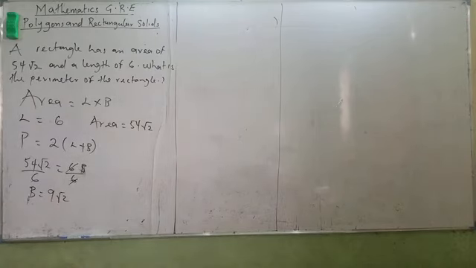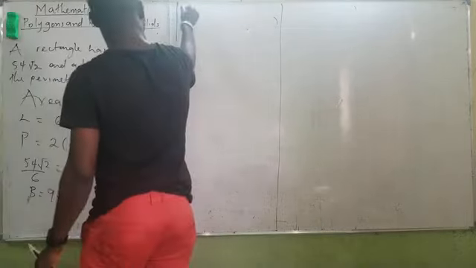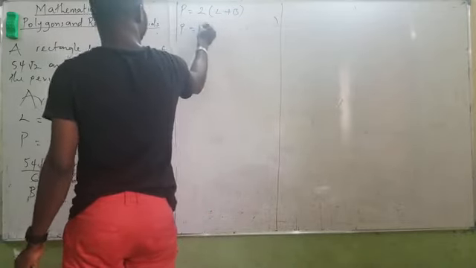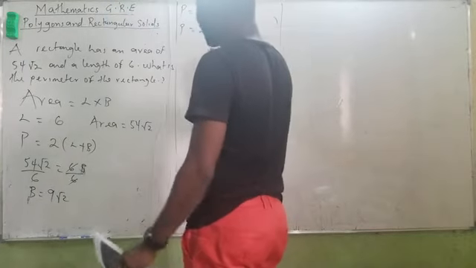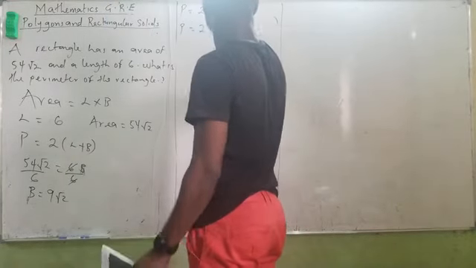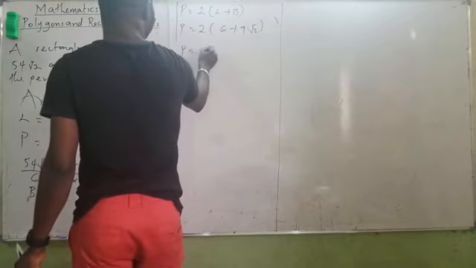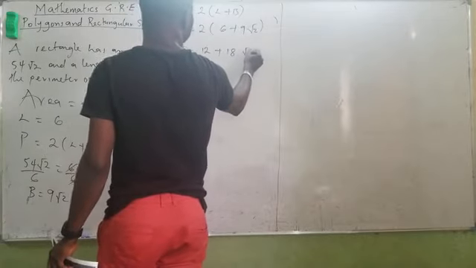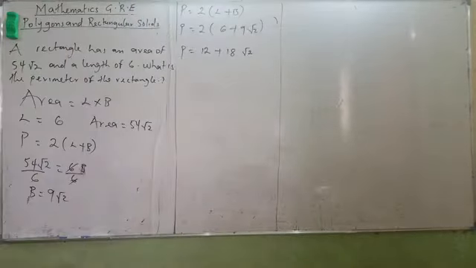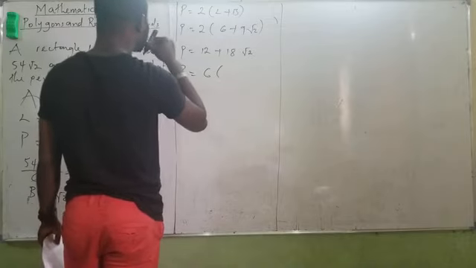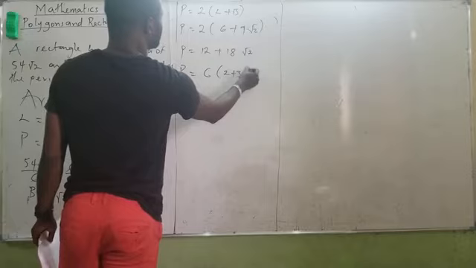Since I know that, I can now say my perimeter will be equal to 2 bracket of length plus breadth. My length is 6, plus 9 root of 2. My answer will now be 12 plus 18 root of 2. Is there anything else I can do? I can now say my perimeter can also be equal to 6 root of 2 plus 3 root of 2.